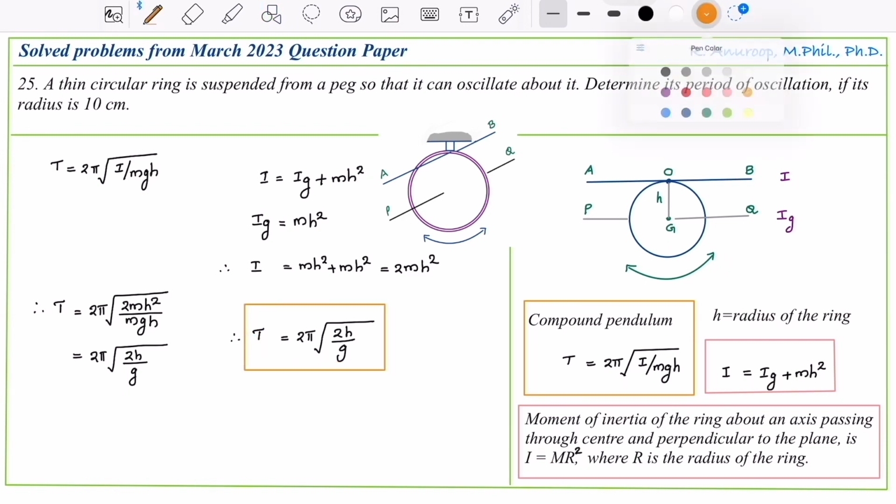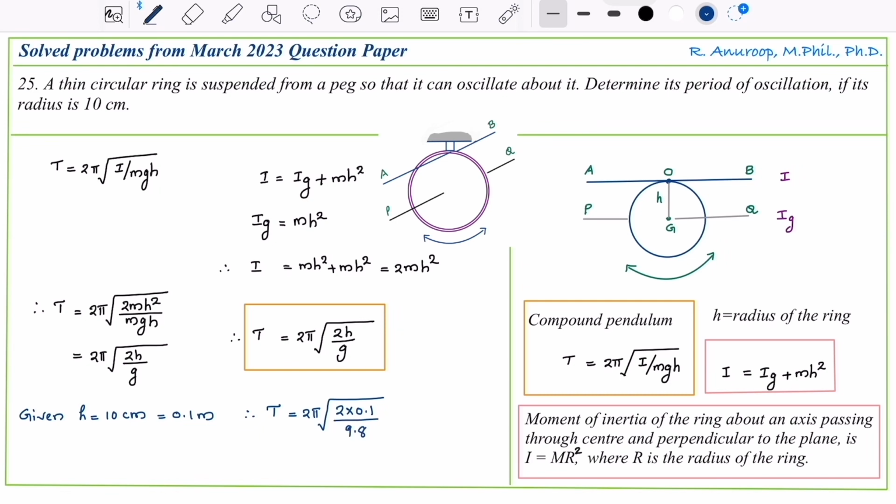It is given that the radius of the ring is 0.10 meter, that is, 10 centimeter, that is equal to 0.10 meter. Therefore, T is equal to 2 pi into root of 2 into 0.10 divided by 9.8, and that is equal to 0.898 second. This is the period of oscillation.